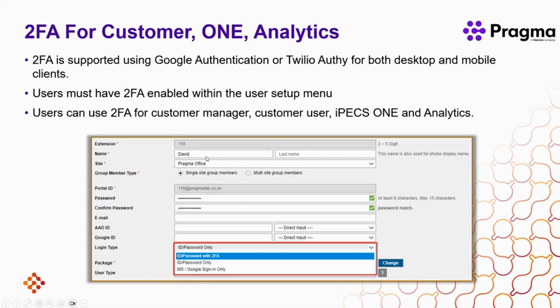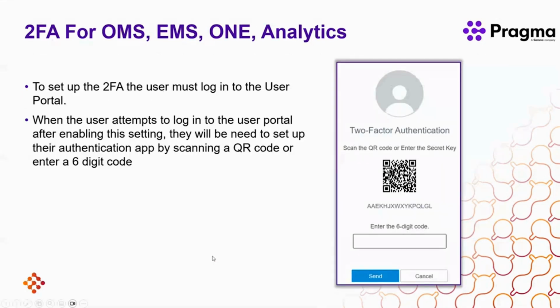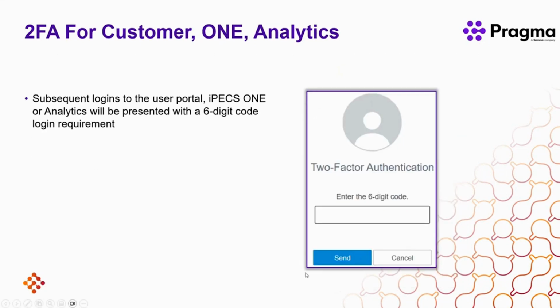2FA, so again, covered this really already, but within user setup, you can set the login type to have 2FA, and when that user goes to log in with iPECS 1, they get presented with a QR code. They scan that via the app and enter the 6-digit code. So that's the same across reseller, customer, iPECS 1, and analytics.